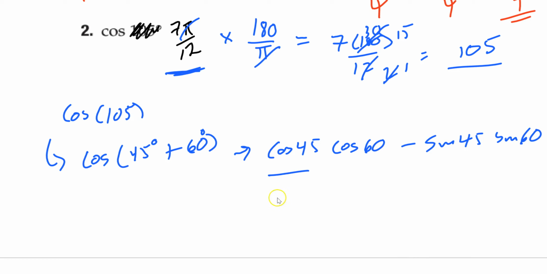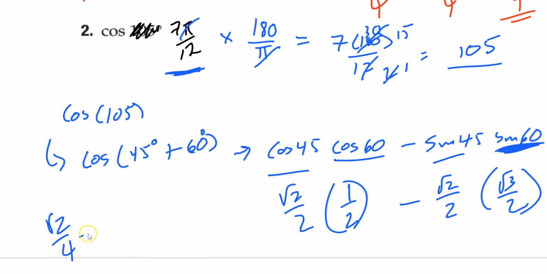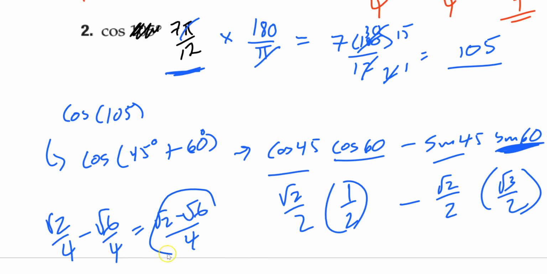We're pros now. Cosine 45 is rad 2 over 2. Sine 45 is the same thing. Cosine 60, think about it. Let's actually start with sine first. Sine's a little easier. What's sine 60? Rad 3 over 2. Cosine 60? 1 over 2. If you're not sure, draw your table or make your triangle. And then you get rad 2 over 4 minus rad 6 over 4, also known as rad 2 minus rad 6 over 4.